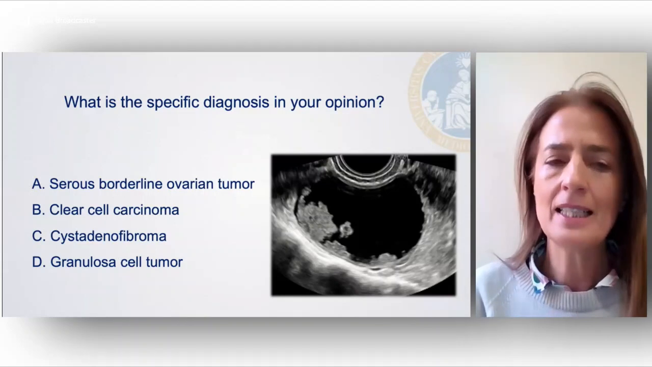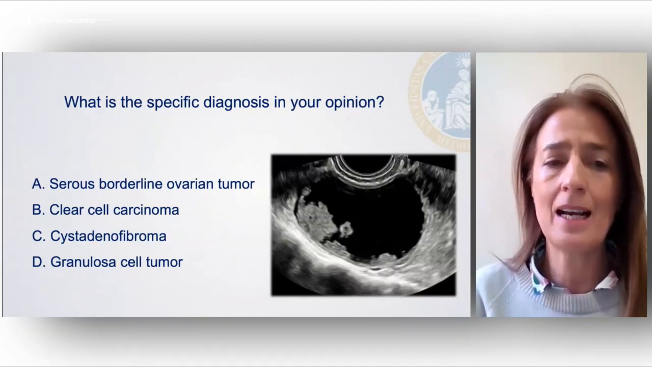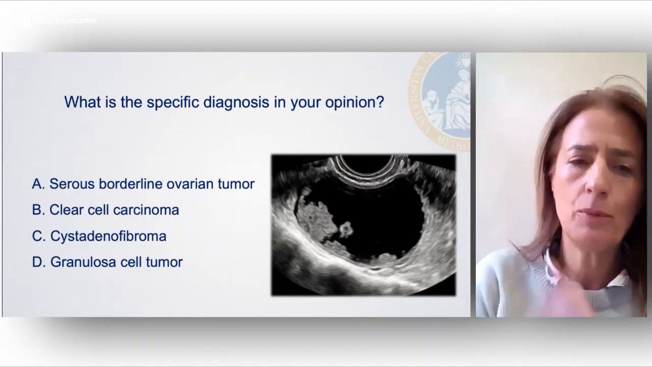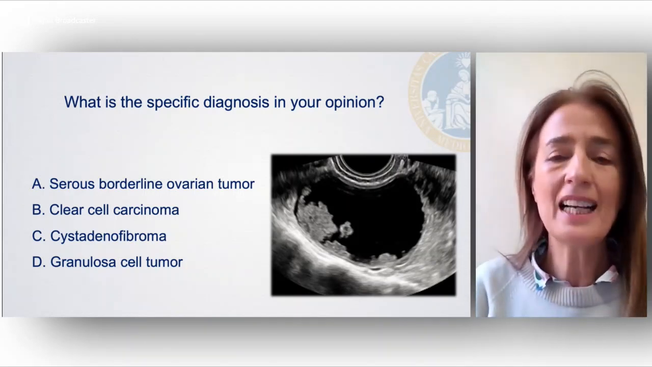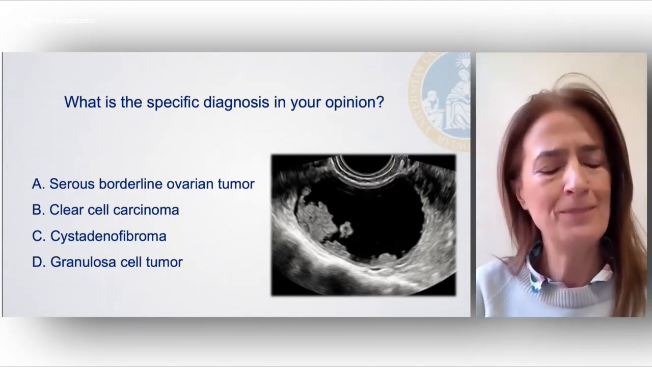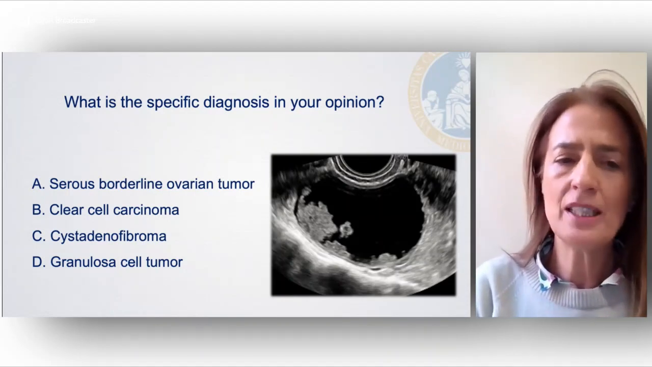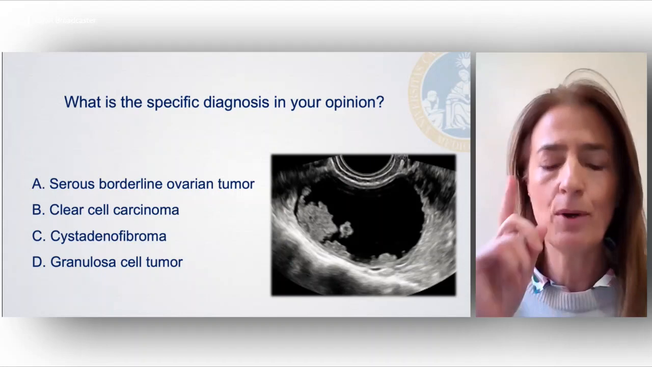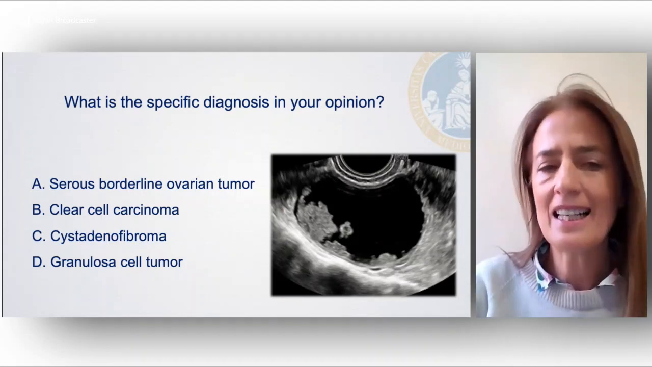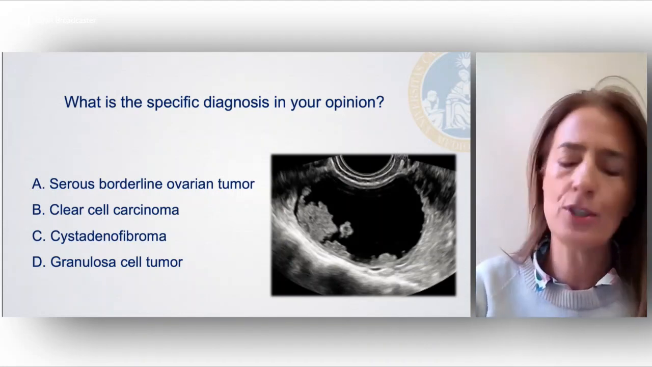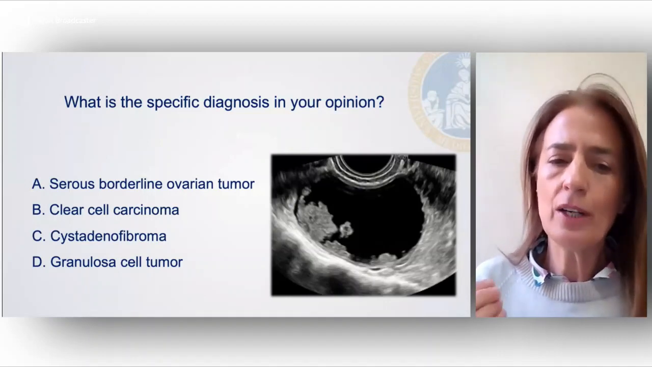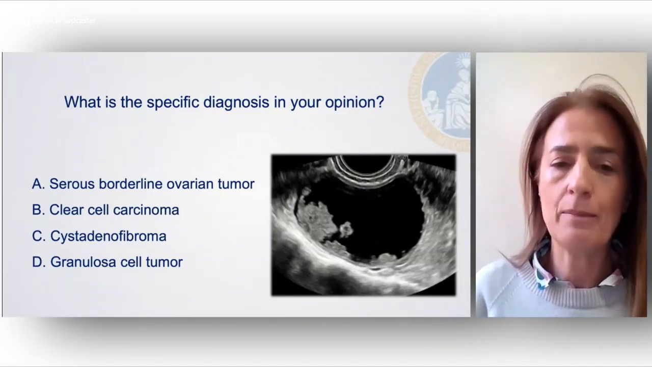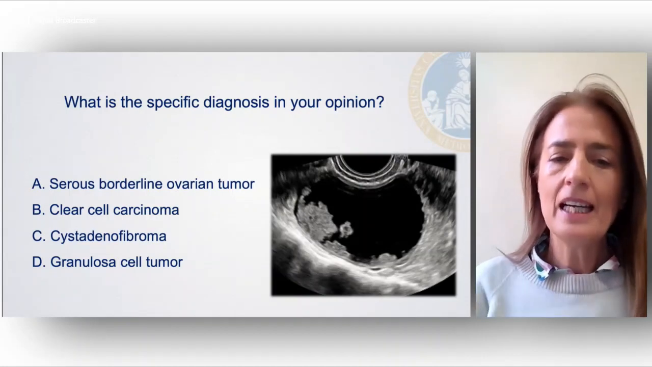Not really, because cystadenofibroma usually is characterized by 1-2 papillary projections, hypoechoic with shadow. Could it be a granulosa cell tumor? No, granulosa usually is solid with irregular cystic areas, monolateral. Clear cell carcinoma is usually solid, irregular. So it's quite clear that it's a borderline.